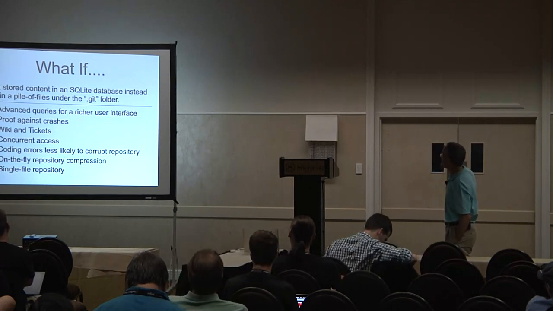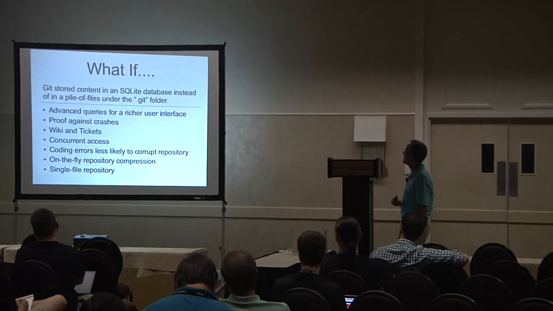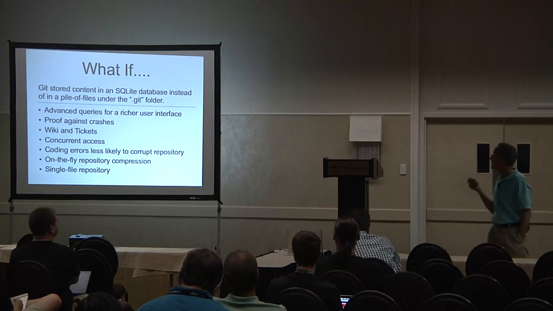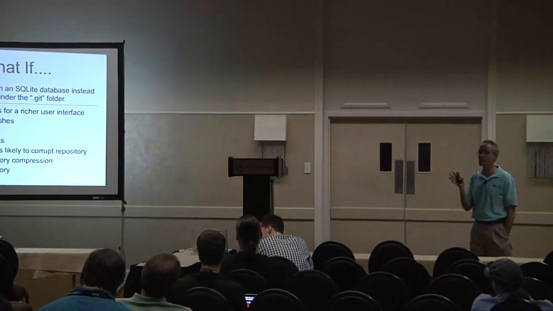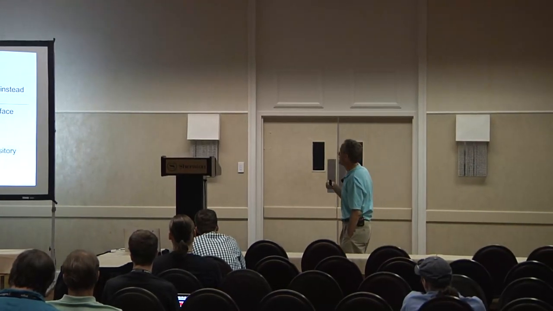And so what if instead of using a pile of files, Git had used an SQLite database? There's a lot of advantages that would come out of this. You'd get a much richer user interface for a lot less work. And I've got some examples of that.